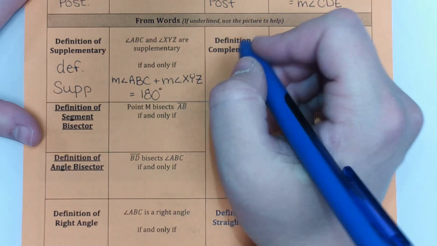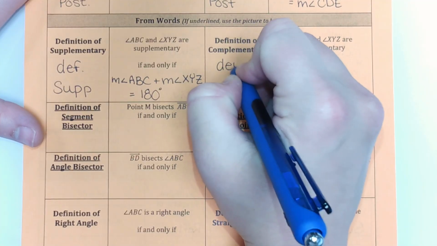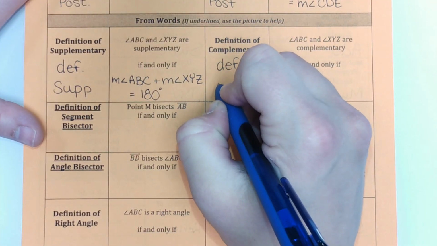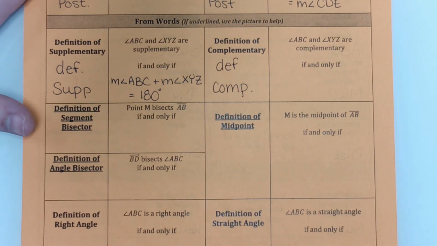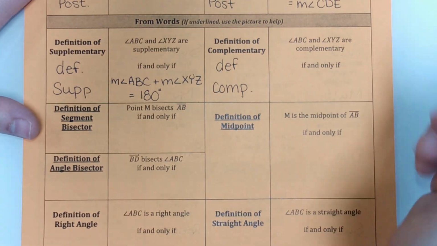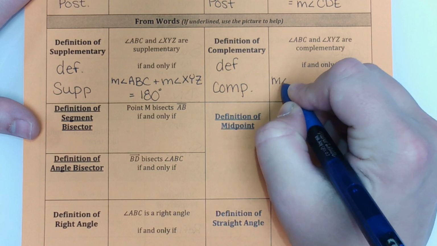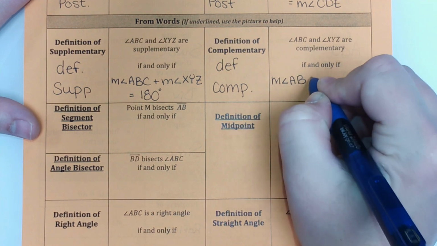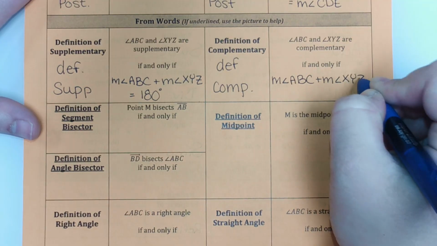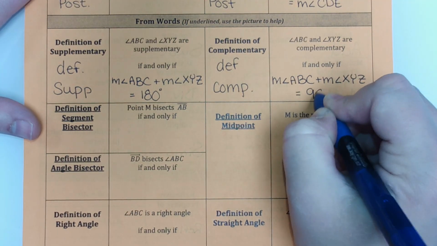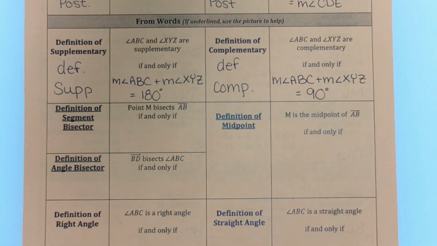Definition of complementary is very similar. If you see that two angles are complementary, we can add them up. But this time, they only equal 90. Complementary means two angles that add up to 90.